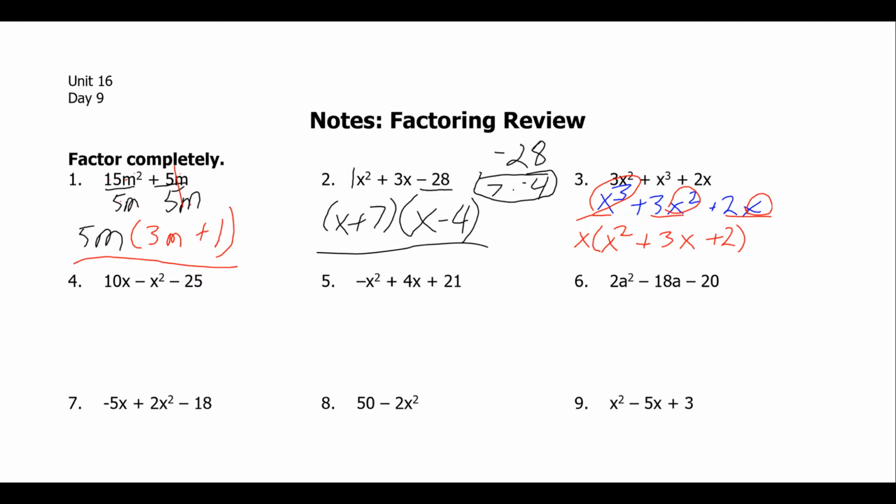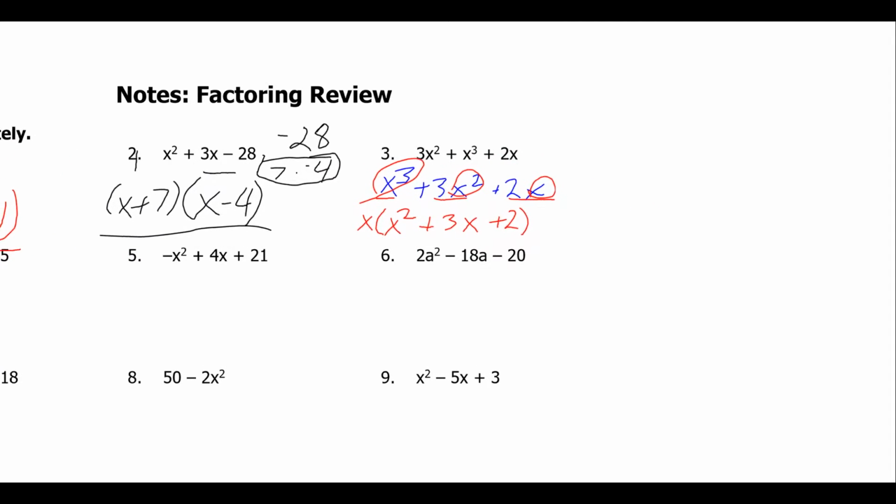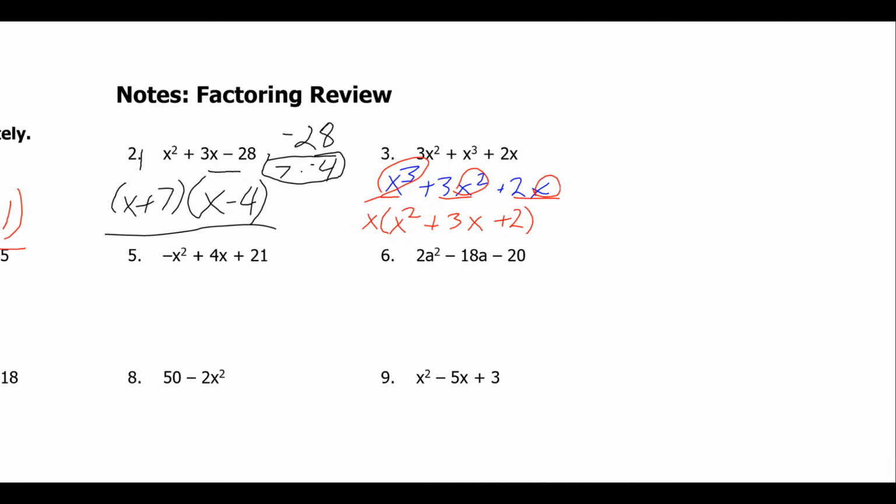Alright, now where can I go from there? Well, the factors of 2 are 1 times 2. We all know that. So this piece right here is going to break apart into x plus 1 and x plus 2. So x on the outside of x plus 1, x plus 2.